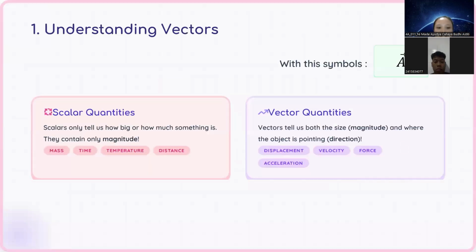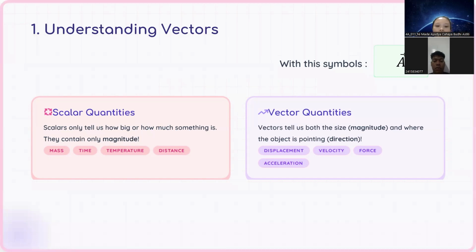So the first one is understanding vectors. A vector is a quantity that has both magnitude and direction. Magnitude means the size of something. Direction tells us where the object is moving or pointing. A vector is usually represented by an arrow above a letter, like these symbols. And we can read it as vector A.